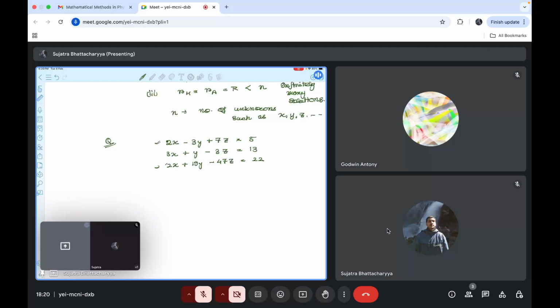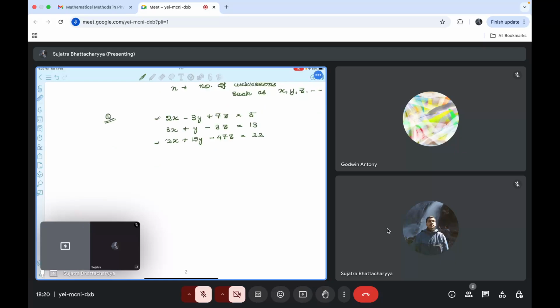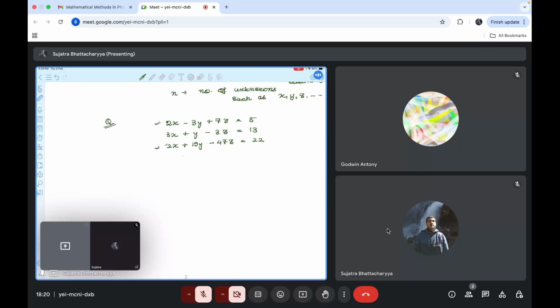Let's go ahead first to understand the rank. The first thing is how many unknowns there are. There are three unknowns, right? Initially, looking at the question, we should look for how many unknowns. So there are three unknowns x, y, z. This is one of the points.